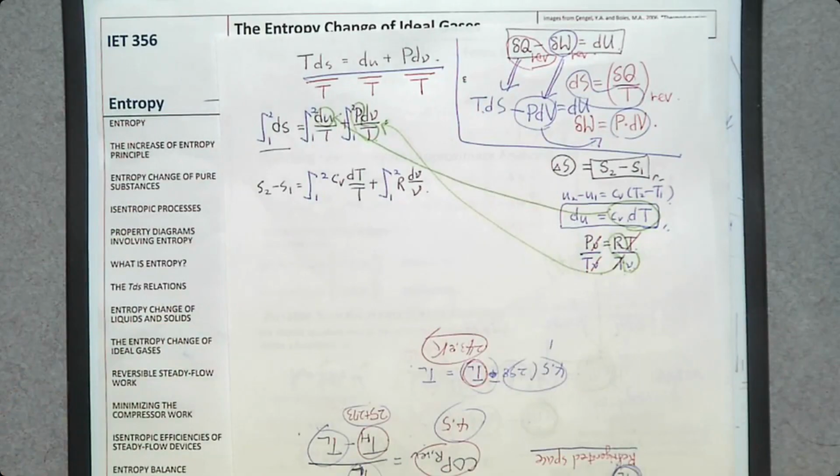Now, can you solve it? Not yet, because we don't know the relation between Cv and T. Then there's one way to solve this one. We are going to make an assumption.